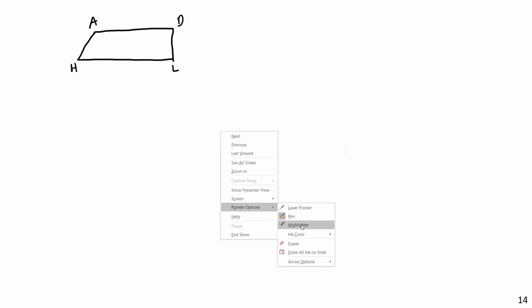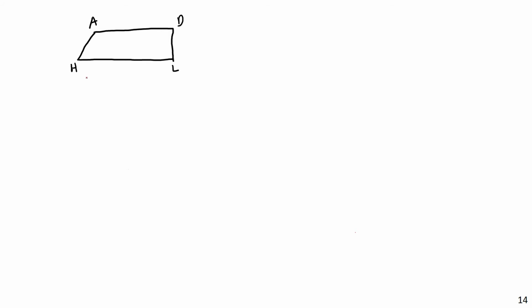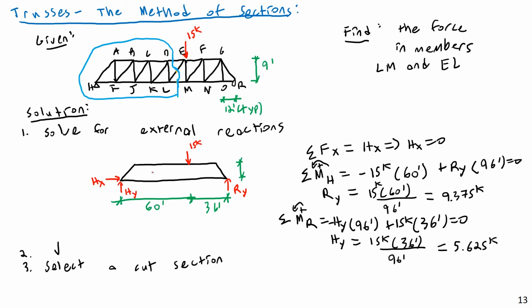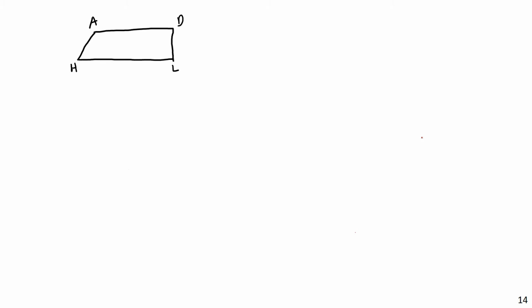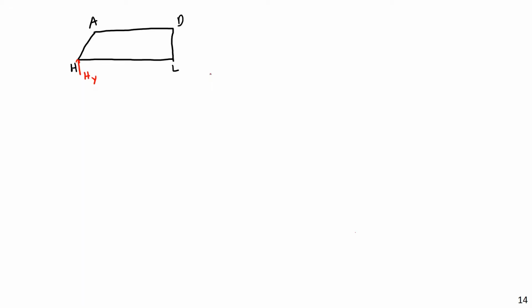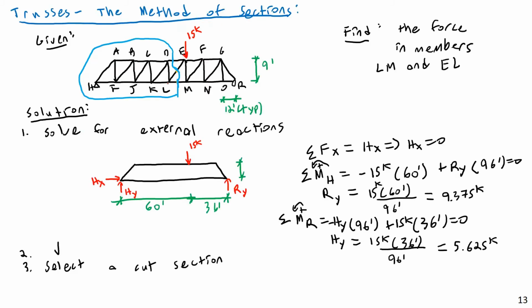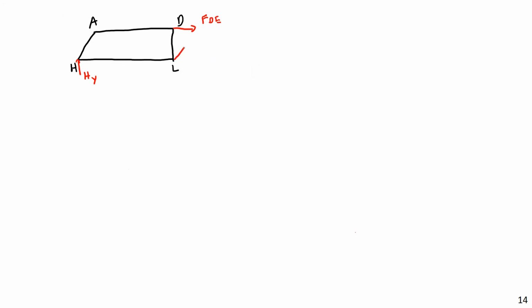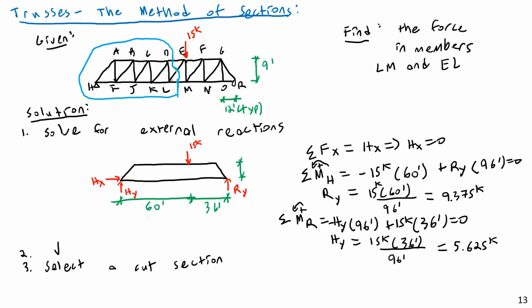Then I need to show all of the forces that are present on this section. And the first force is going to be HY. I could draw HX, but it's actually 0, so I can just ignore that for now. So we have HY. Then I'm going to have the 3 cut member forces. I'm going to have an FDE, an FEL, and an FLM.